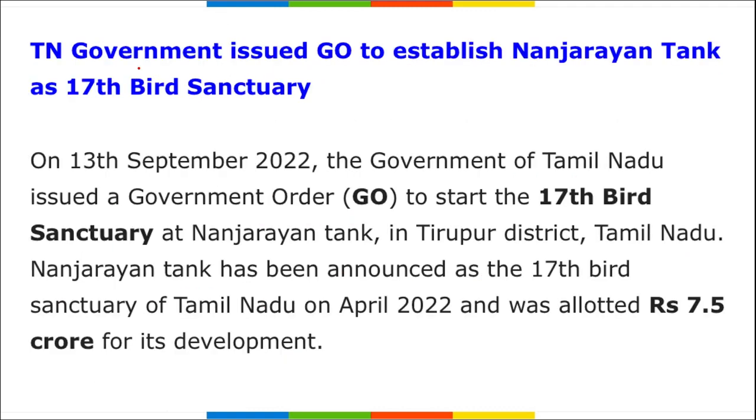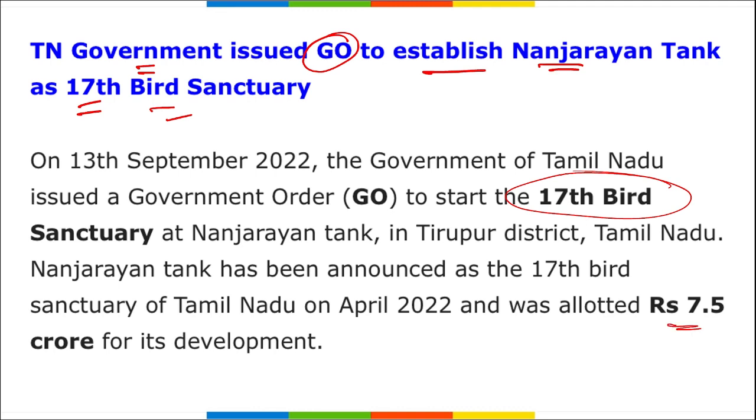Next we are talking about the Tamil Nadu government. They have issued a GO to establish Nanjarayan tank as the 17th bird sanctuary. Highly important. A direct question will be asked, which is the 17th bird sanctuary of Tamil Nadu. It is your Nanjarayan tank. Where is it located? It is in Tamil Nadu. Around 7.5 crore rupees were allocated for its development. Nanjarayan tank is home to more than 130 bird species.